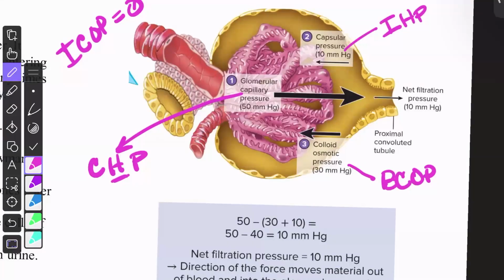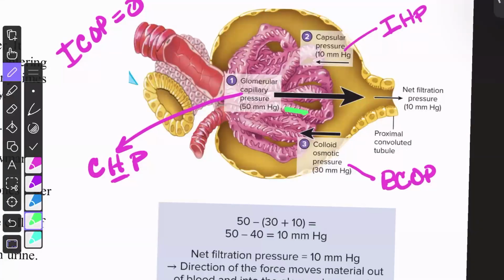It's hydrostatic pressure, right? So hydrostatic pressure is exerted by fluid. And where is the fluid? Inside of the capillaries, inside of the glomerular capillaries, right? So this pressure is happening inside of the capillary, right? This is the fluid, the blood and the plasma traveling through the capillary, exerting pressure on the wall.